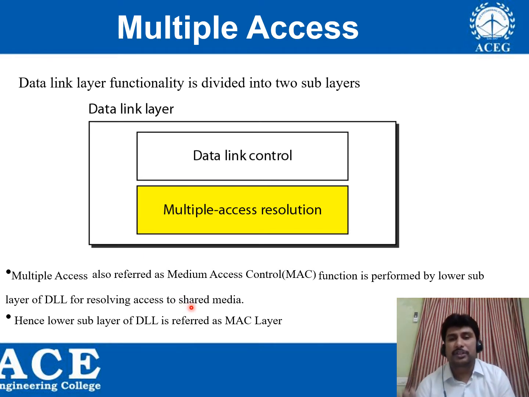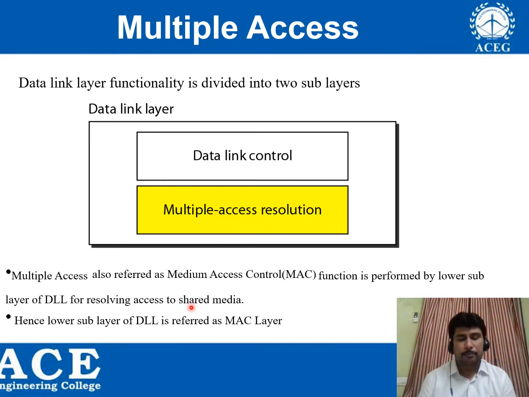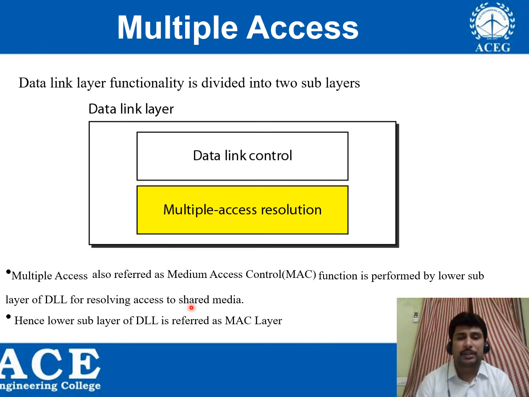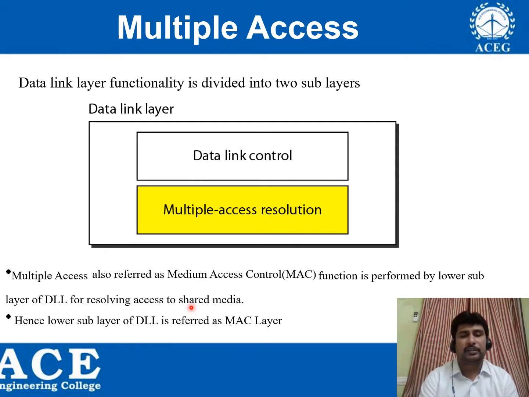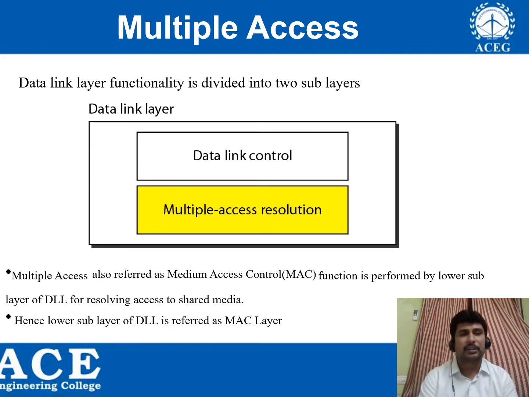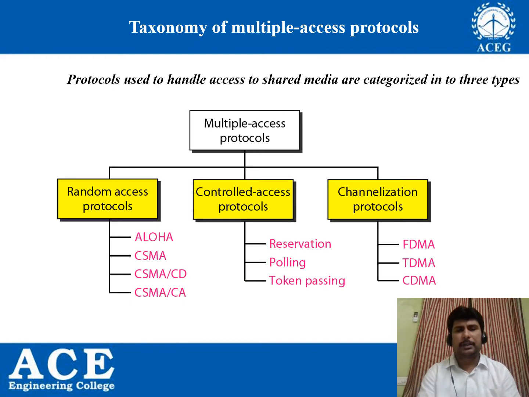So how do we improve the efficiency of the channel? By making more than one device simultaneously use the channel. To implement that, we allow the channel to be accessed by more than one user. How that channel is shared among multiple users is handled by a function called multiple access. So the lower sublayer of the data link layer which performs it is referred to as medium access control. To implement the multiple access or medium access control function, the data link layer uses a set of protocols which are referred to as multiple access protocols.